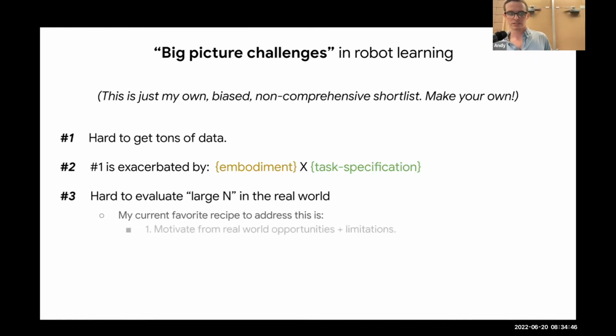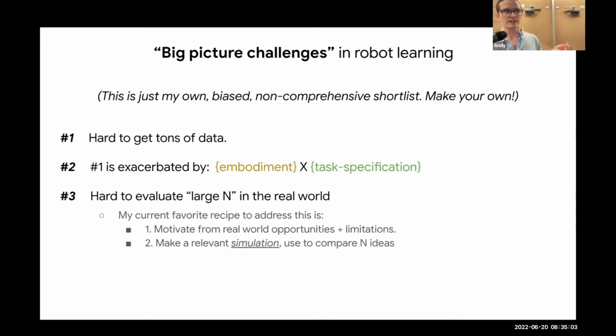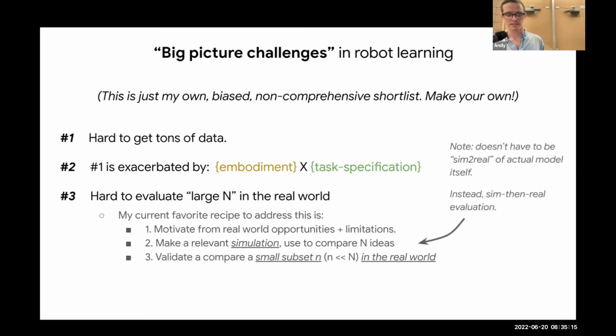which is that you start with motivating from real world opportunities and limitations, and then you make a relevant simulation. This is a common technique that I think is often useful, and use the sim to compare your full set of different ideas. And then cull that full set of different ideas down to some small subset and validate and compare those things in the real world. This is my current favorite recipe for trying to address this problem, but it is certainly very open for research on how to do good real world evaluation.